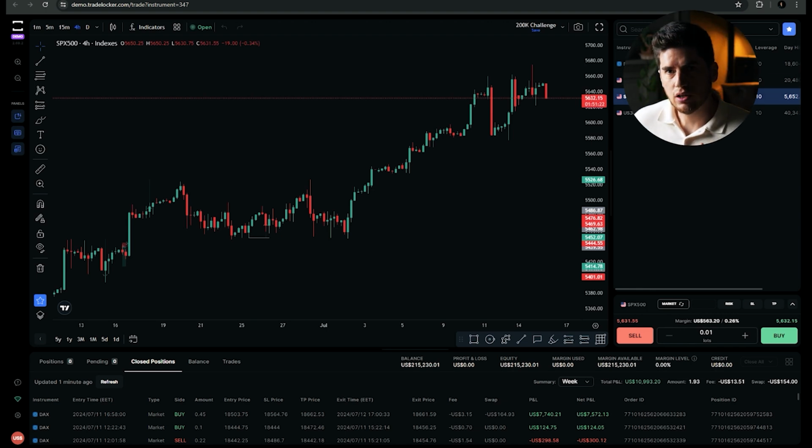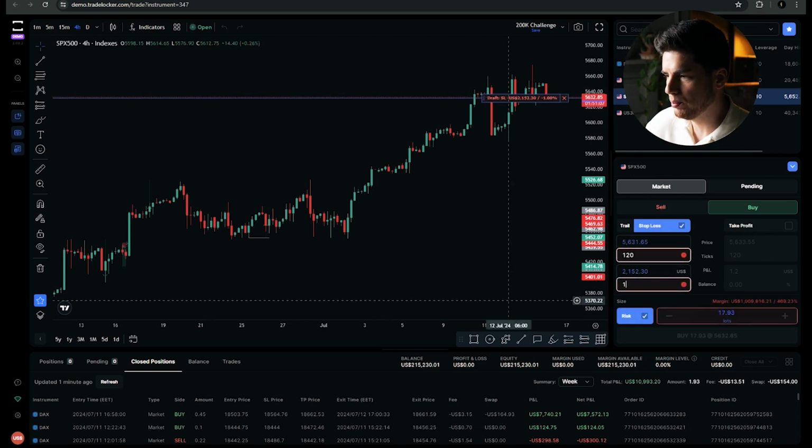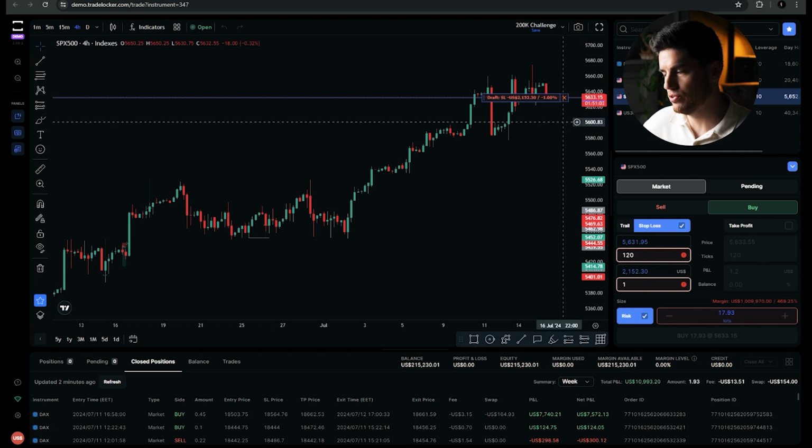The biggest question I get actually on, let's say, Instagram, not so much in the mentorship, but on Instagram, is how do you calculate your lot sizes? Well, let me just show you in here. When you go to Tradelocker, you literally click risk and then you choose whatever risk. So if it's 1% risk, you put 1 and it automatically calculates it for you. That's just something I wanted to show you.